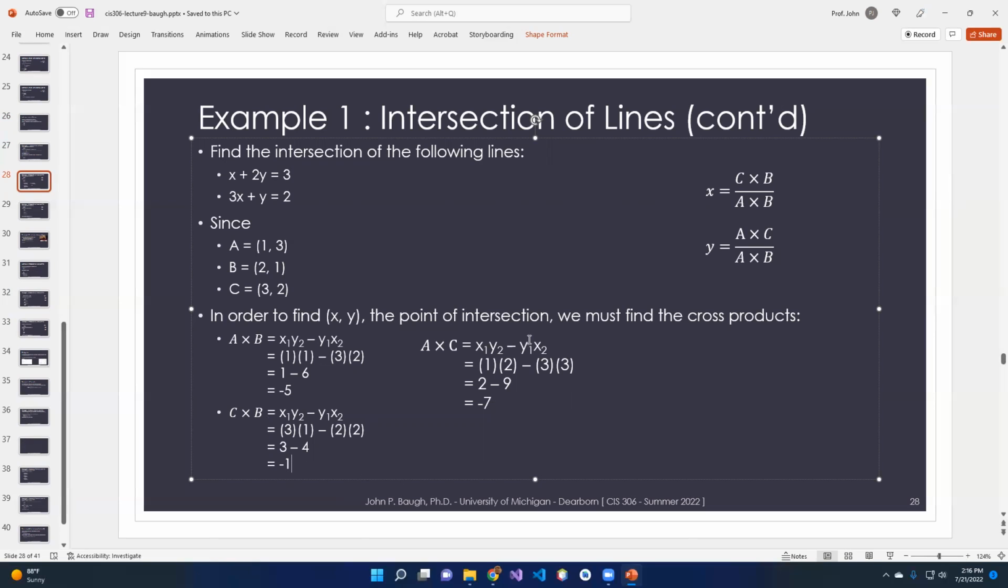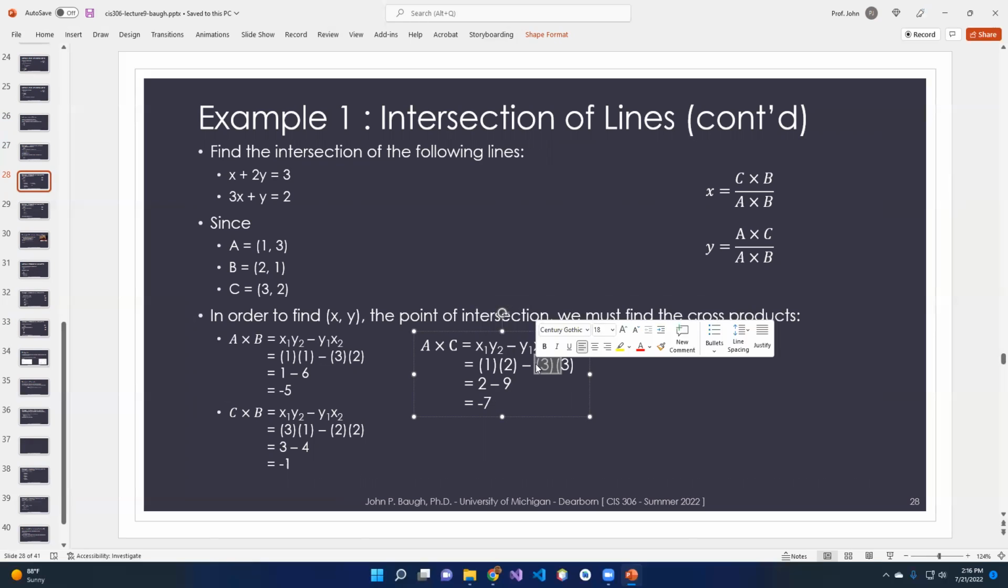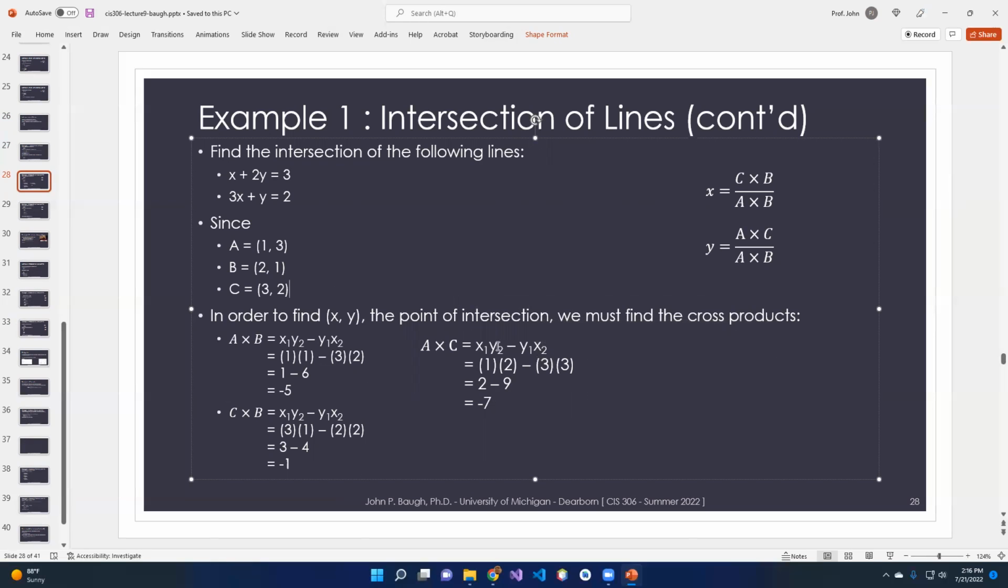And then what we do is we calculate the magnitude of AC. So in this case, the A again is the X1 and Y1, which is 1, 3. We do in fact see those right here. And then we have the C vector, which is 3 and 2. So we should have a 3 over here and a 2 over there, which we do. So we have 2 minus 9, that ends up yielding -7.